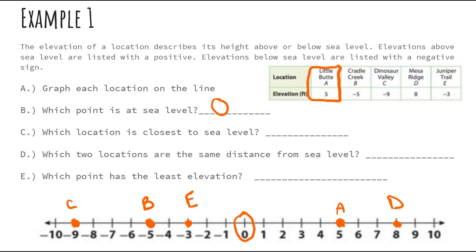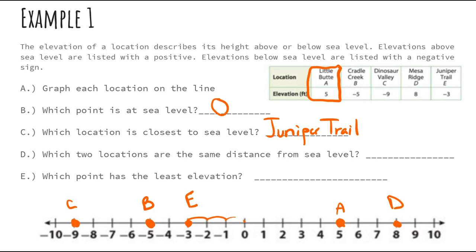Okay, which location is closest to sea level? So we look at 0. 0 is sea level. So we're looking for the one that is the closest, so the least amount of spaces away. Well, to the right, the one that's the closest is A, Little Butte, which is 5 spaces away. The one to the left that's the closest is E, Juniper Trail, which is only 3 spaces away. 1, 2, 3. So therefore, Juniper Trail would be our location that is closest to sea level.